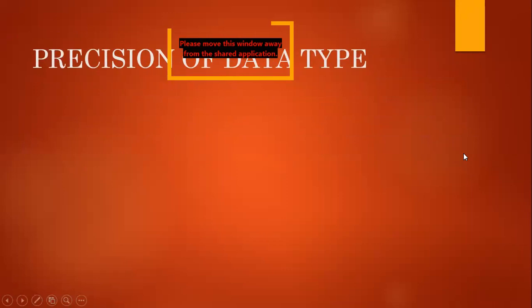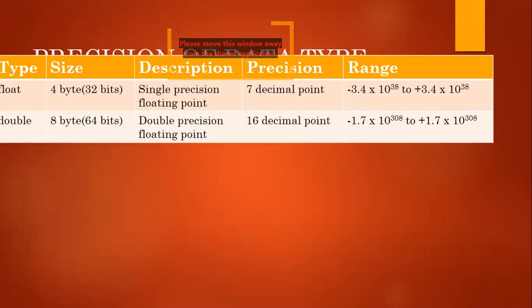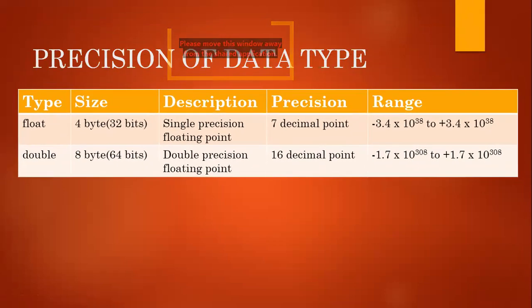Now the next one, the precision of data type. Okay, so what is the meaning of the word precision of data? You need to understand that it is about the number of decimal places we are going to get when we are using double data type or float data type.